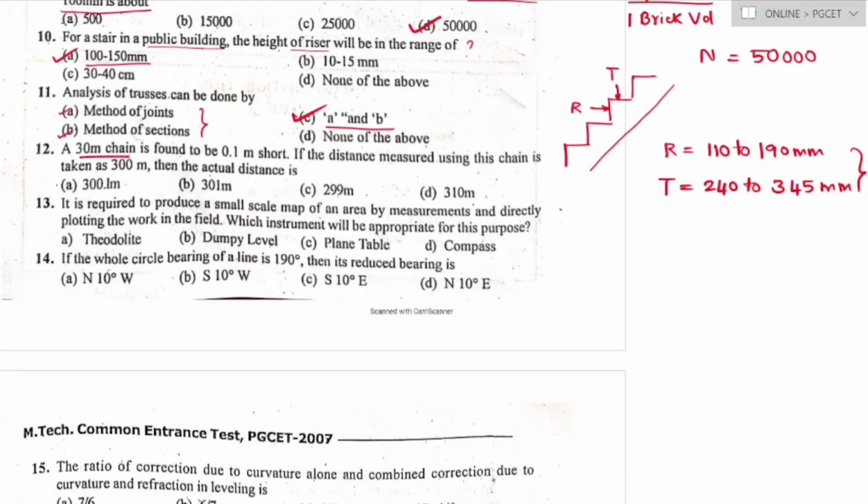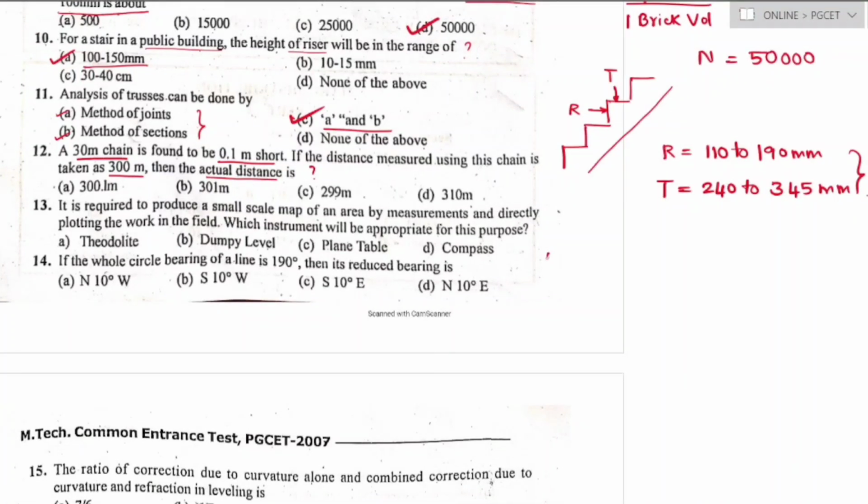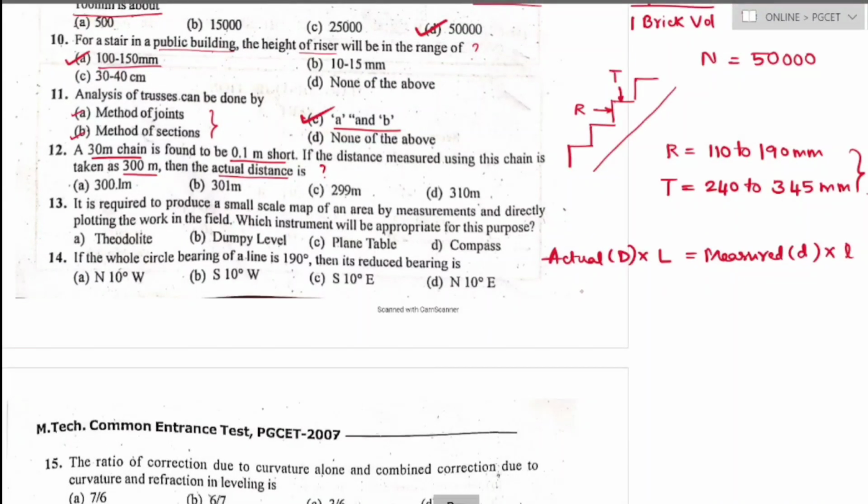Question number 12. A 30-meter chain is found to be 0.1 meter short. If the distance measured using this chain is 300 meter, then the actual distance is. So we have to find the actual distance. We know that the relation between the actual and measured distance is actual distance multiplied by actual length of the chain is equal to measured distance multiplied by measured length of the chain.